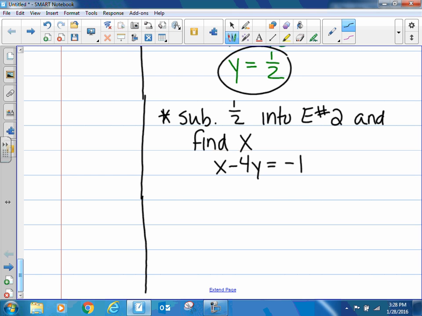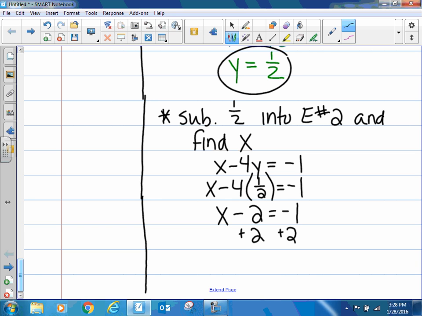I have my equation, so I'm going to plug in y to be 1/2. x minus 4 times 1/2 equals -1. So here we go. x minus 2 equals -1. I'm going to add 2 to both sides, and I get x equals 1. So now I have found my point, (1, 1/2).